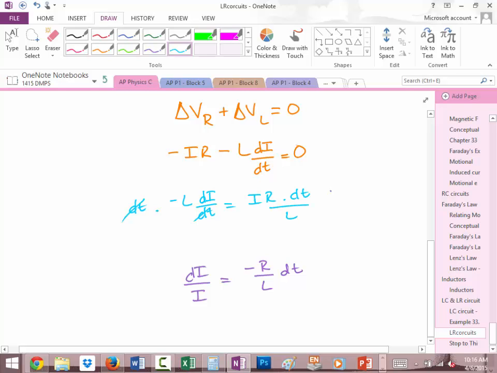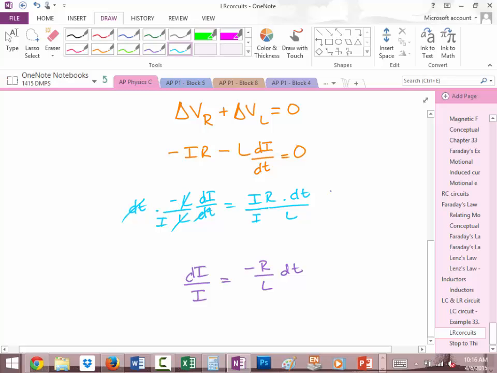I'm going to divide by L. Oops, not there. Divide by I. And then divide by I. Is that okay? Okay. Everybody happy with the purple thing on the bottom? I'm happy with it, but it's not as much fun as if we integrate it, right?